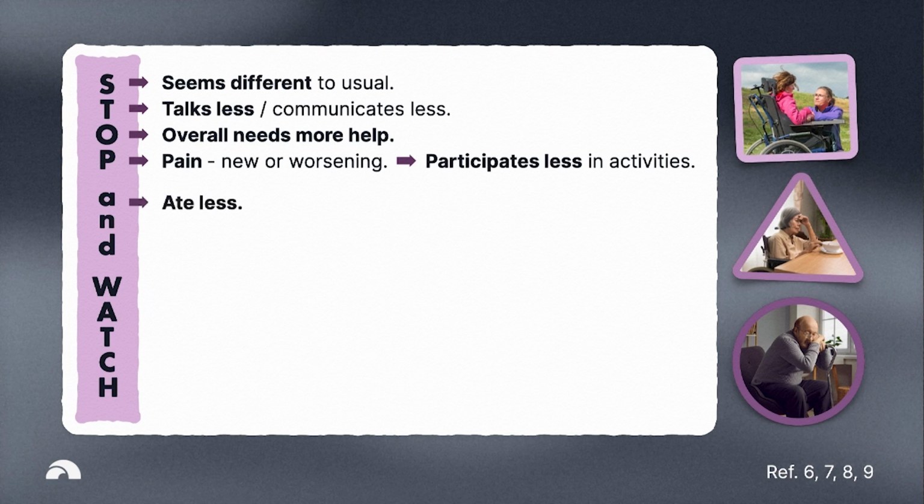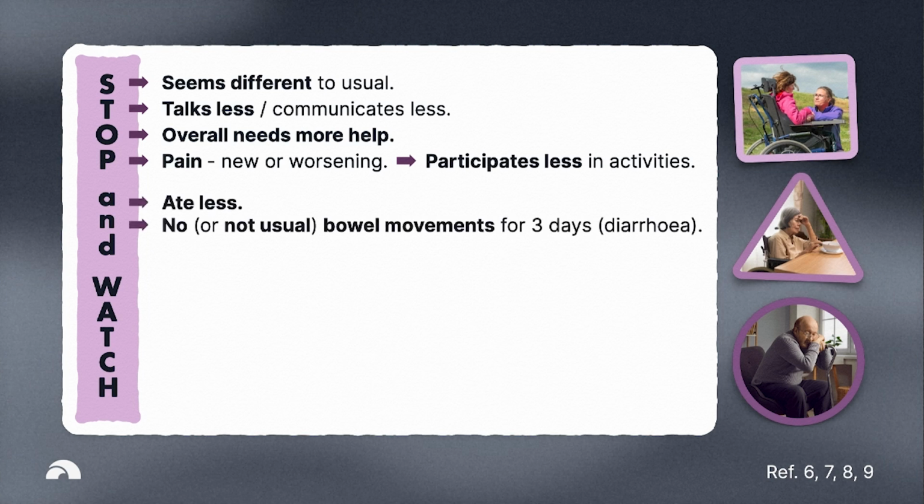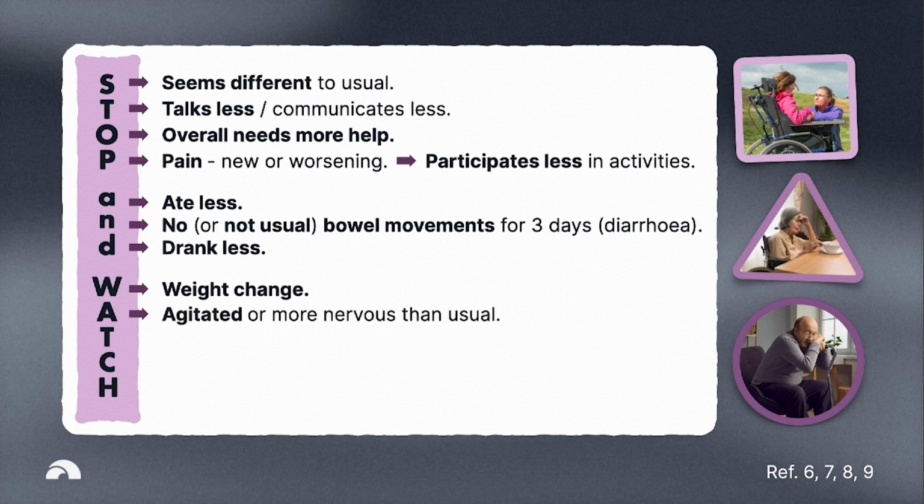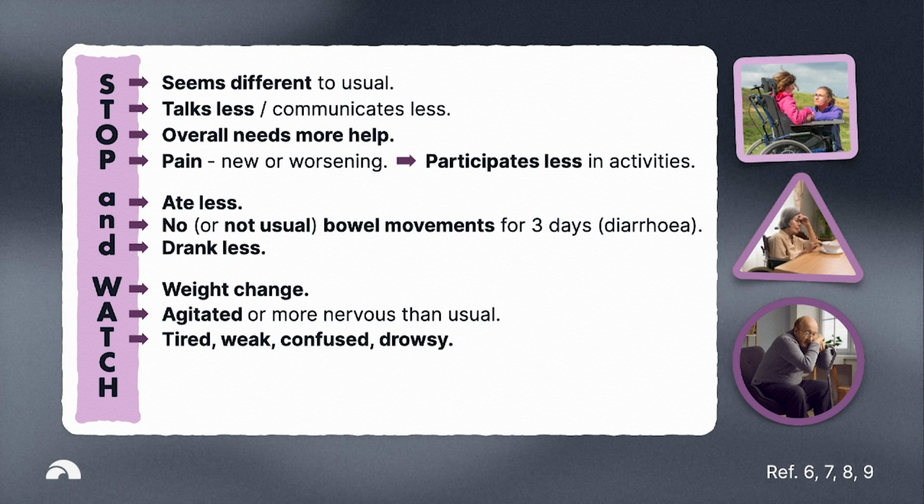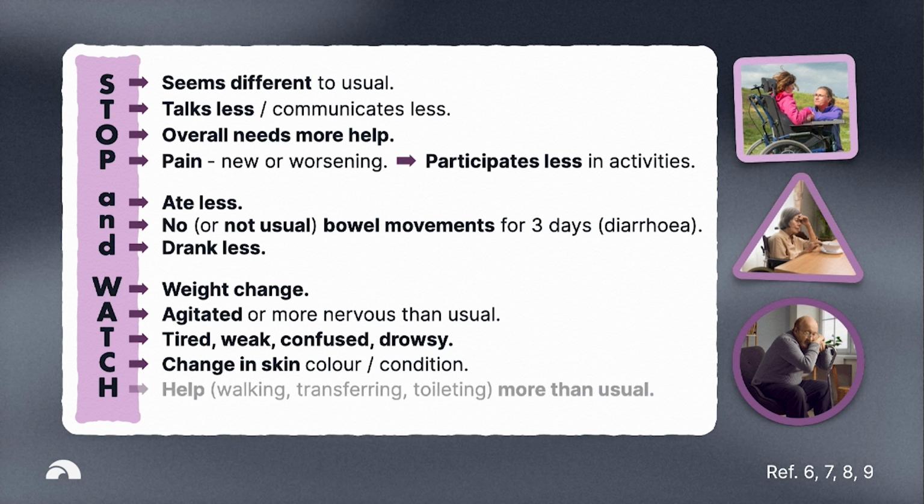A: Ate less. N: No bowel movement in 3 days, or diarrhea, not usual bowel movements. D: Drank less. W: Weight change. A: Agitated, or more nervous than usual. T: Tired, weak, confused, drowsy. C: Change in skin color or condition. H: Help with walking, transferring or toileting more than usual.